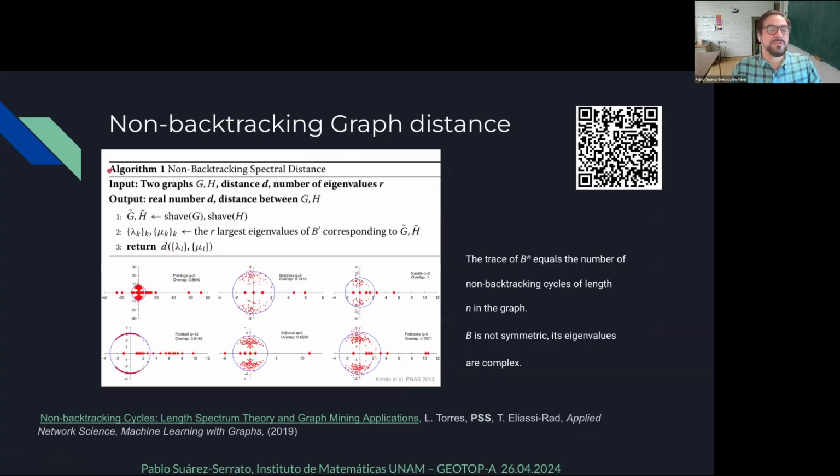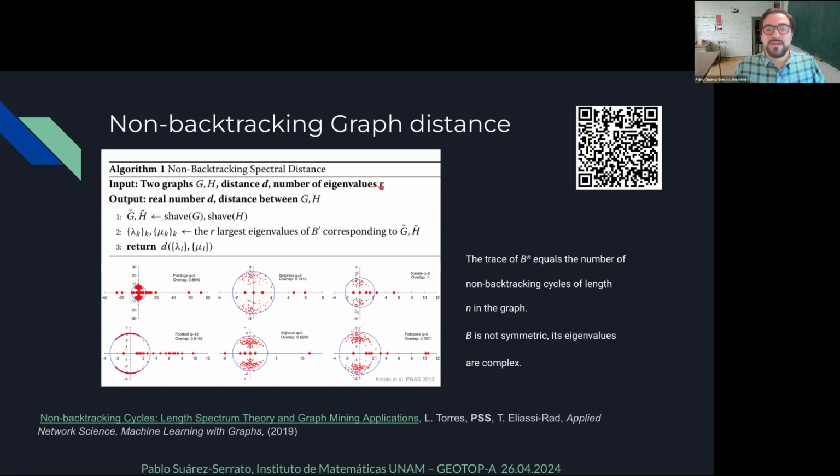So this is our algorithm to define a non-backtracking spectral distance, and this is a way of defining a distance between different networks. We first input the 2 graphs, and we define a distance, for example, Gromov-Hausdorff distance on the plane, or the Earth mover distance, which is the optimal transport distance between the multi-sets of points in the plane.